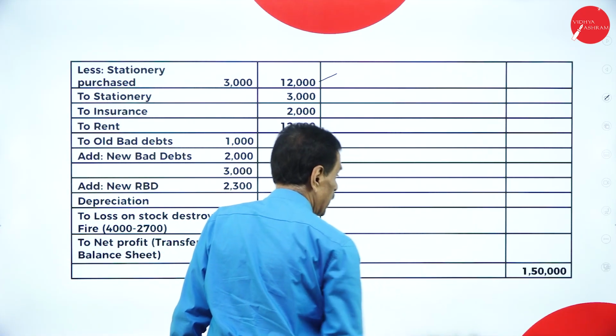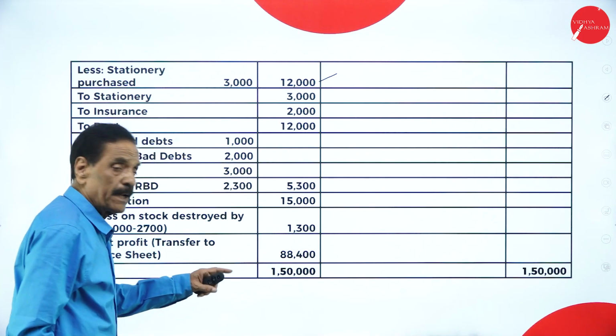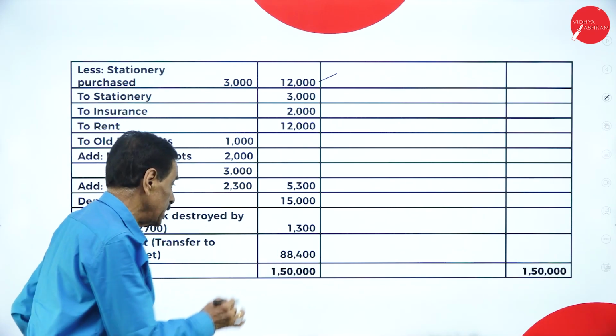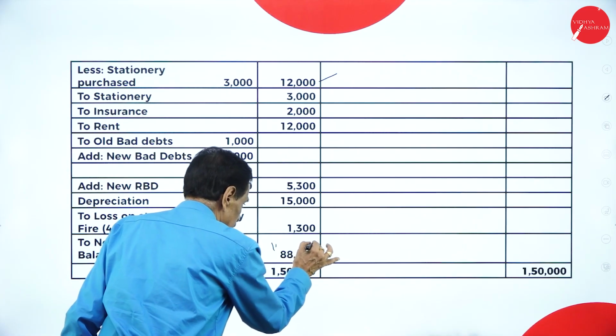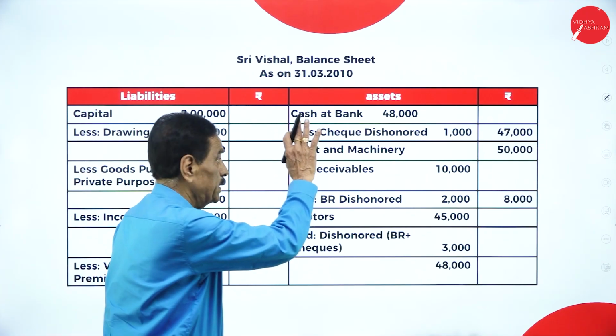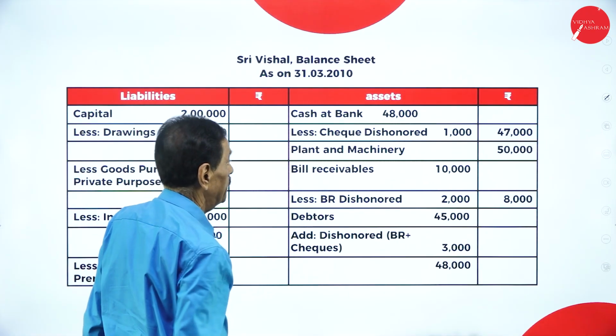Your credit side is 1,50,000. The difference, where the credit side is more than the debit side, is 88,400. This is your net profit. You go to the balance sheet now. This is your asset side. This is your liability side.